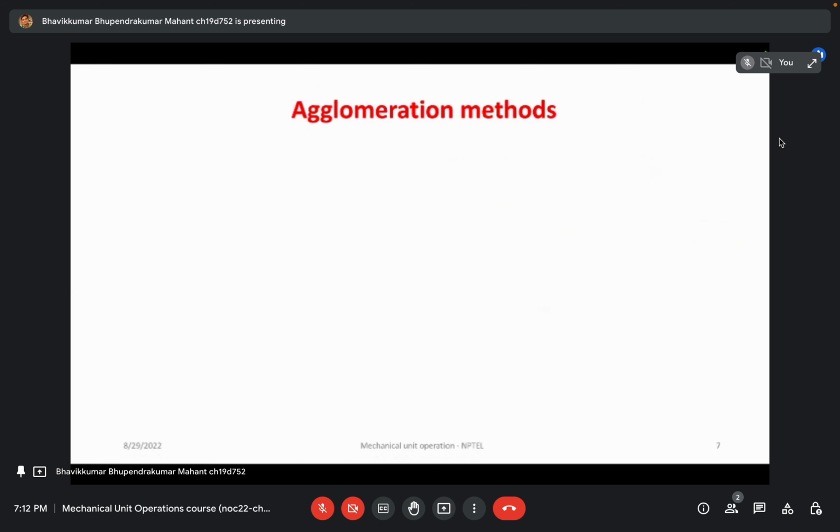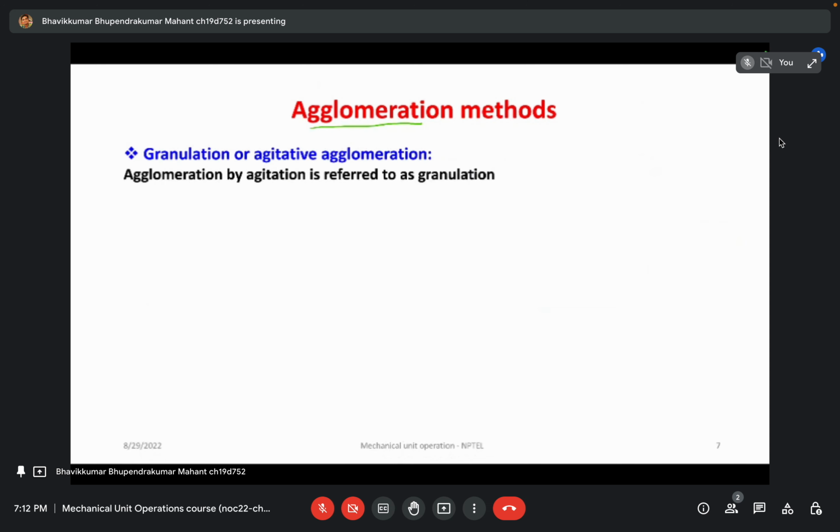Now, agglomeration methods. What are the different methods which are used for agglomeration? That is very important, because agglomeration is our main focus. How can we agglomerate the different types of dust or fine solid particles into a final enlarged material? So one is granulation or agitative agglomeration. In the agglomeration we are providing some granulation. So for granule formation, we can say agitative agglomeration.